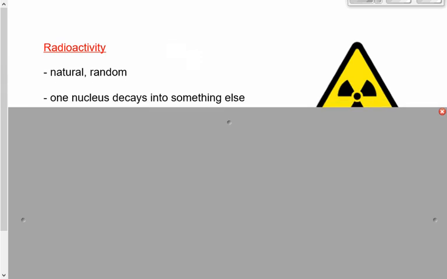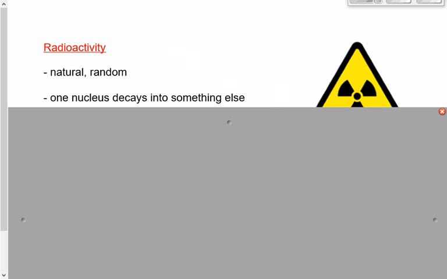It is a random process in which a nucleus of an atom, and you know this from Science 10 and from Chemistry 20, you know that the nucleus of an atom consists of protons and neutrons, not electrons, where one nucleus decays into something else. So carbon is no longer carbon, or nitrogen is no longer nitrogen, or uranium is no longer uranium. The nucleus itself changes into something else. We have a nuclear reaction here.